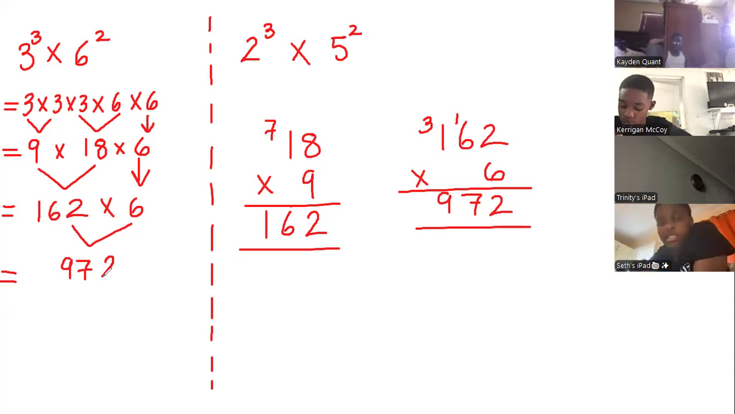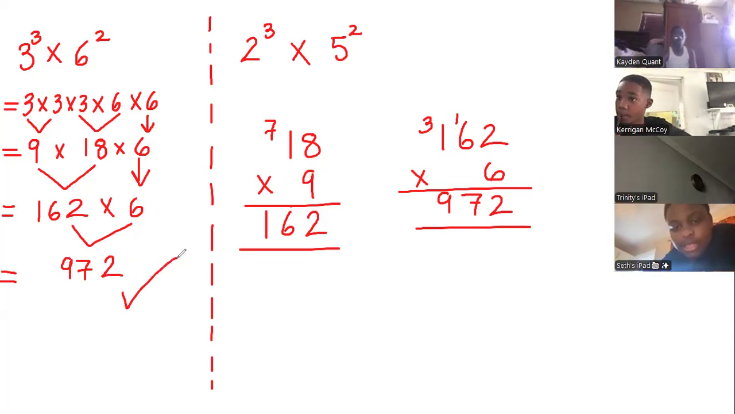How many persons got 972? Let me know if you got 972. I did. Can I mark it right? Yes, mark it right if you got it right. I got that wrong. Kaden, make the correction. I forget how to do it. Kaden made the correction.